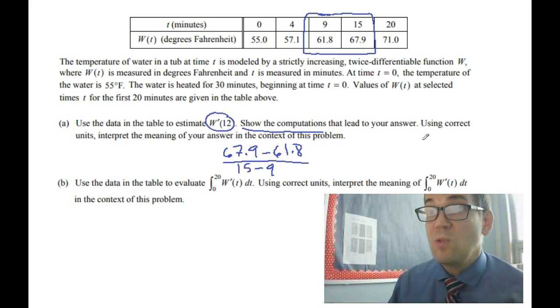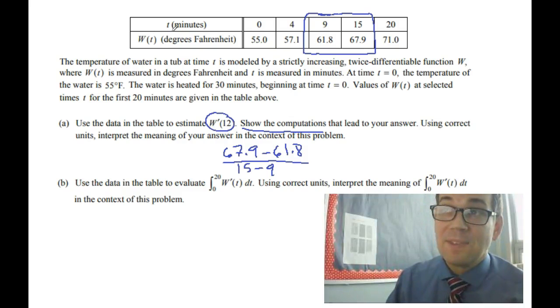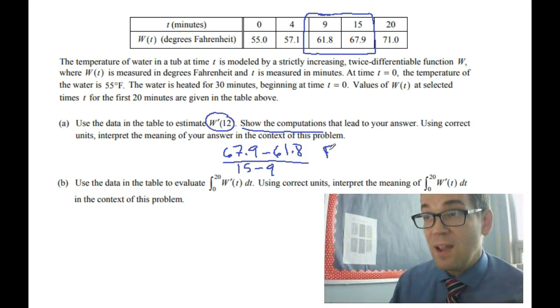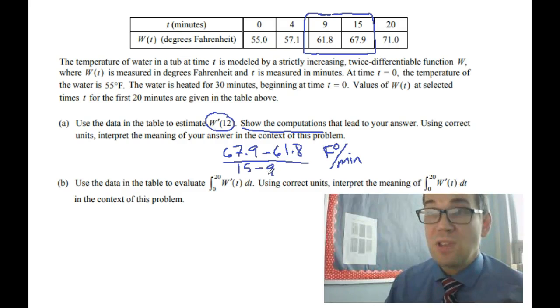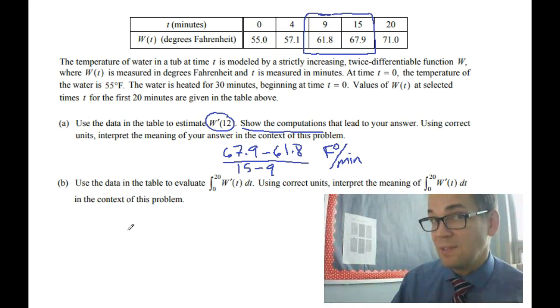I need to use correct units, interpret the meaning of my answer. W is in Fahrenheit, t is in time, so degrees Fahrenheit per minute would be my units, and the meaning would be this is the rate at which the temperature is changing at 12 minutes in degrees Fahrenheit per minute. I'm going to pause the video and write down what I just said.